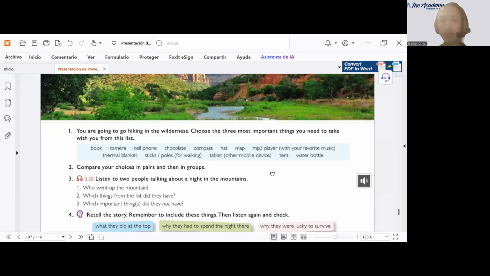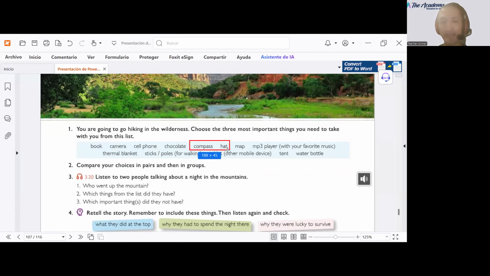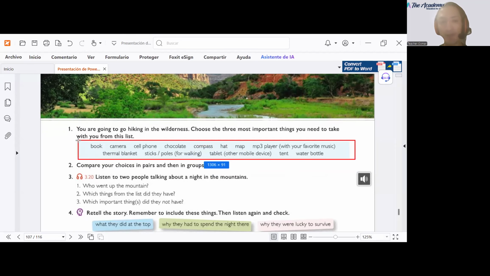All right, as you can see here, we got some emergency items, some of the ones that we already learned, for example compass, hat, map. But we also have some other emergency equipment, okay? What are we going to do? We are going to do a listening activity about two people talking about a night in the mountains, and we are going to answer the next questions.